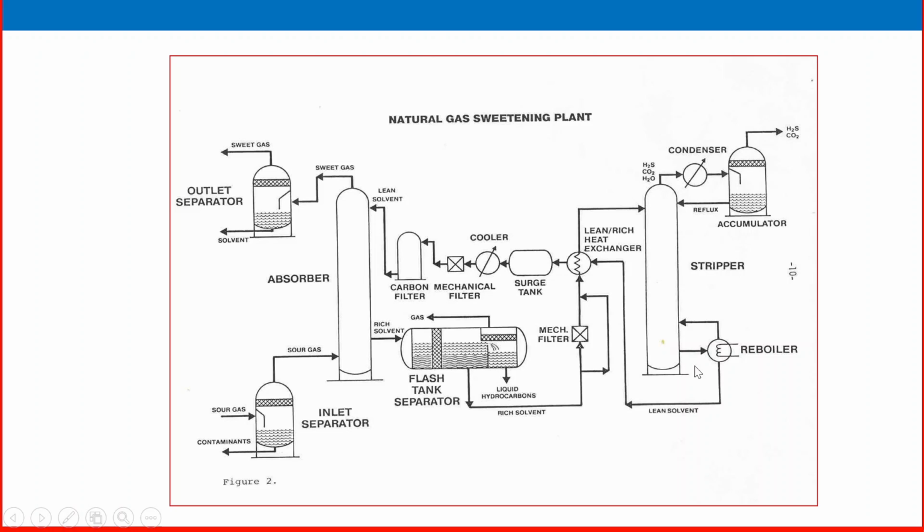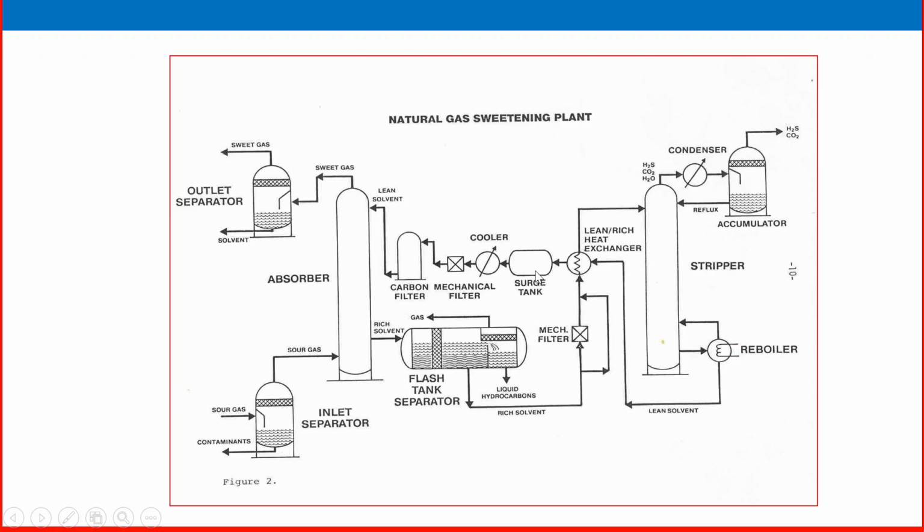So here rich amine is here, and lean amine is taken back to here. Here it is again cooled back to the system, because here it is low temperature, whereas there it was high temperature. It is lean amine entering from the lean-rich amine heat exchanger.